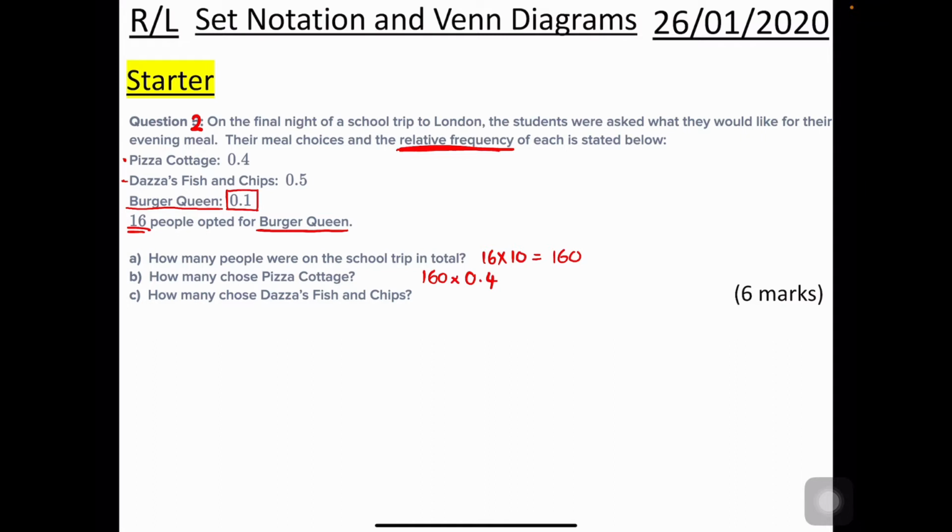How many chose Daz's Fish and Chips? 160 multiplied by 0.5. So this is 80. And this is... Let me just use a calculator to make sure I'm correct. Yeah, okay. 64.